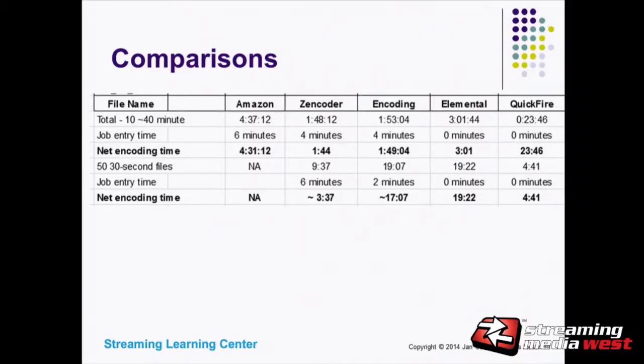And the 50 30-second files, there were some pretty staggeringly fast encoding times. Zencoder encoded them in 9 seconds, but it took me 6 minutes to enter the files. So they were obviously encoding while I was entering, so I can't say it would have dropped the time to 3:37, but I think it would have dropped the time significantly. And then Encoding.com would have brought it down to 17 minutes. Elemental was all automated, so that was 19, and then Quickfire was all automated, so that was 4:41. So we see a much more narrow spread there than we did with the longer, lower number of files.